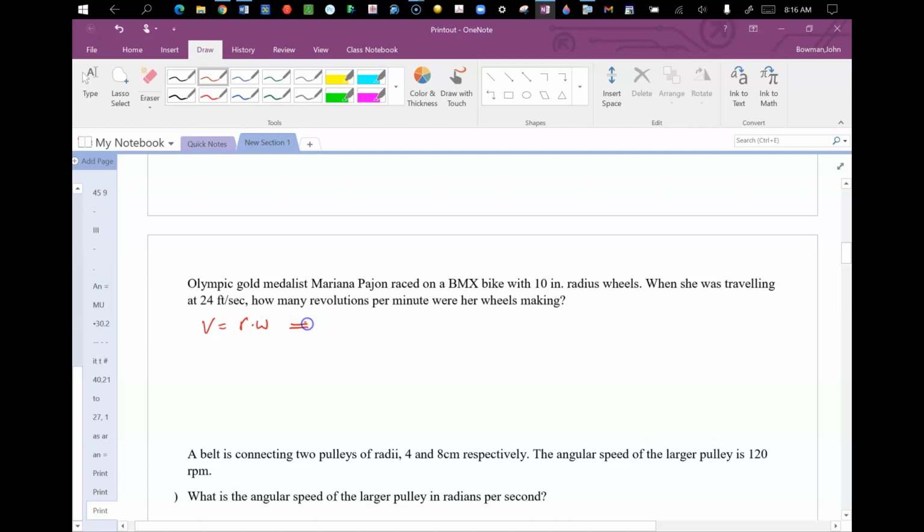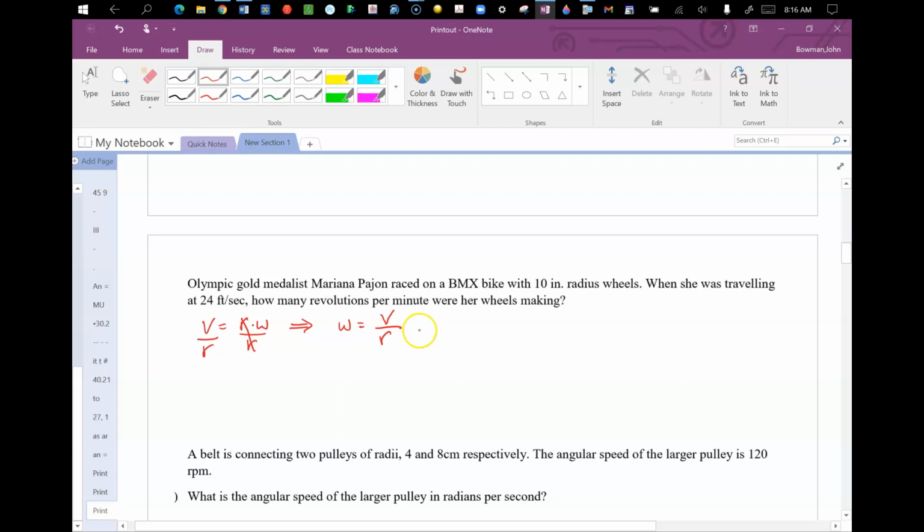But what we really want to know is W. So we divide both sides of that equation by R, and it cancels on the right hand side, and we get W, or angular velocity, is V divided by R. Now this might be a little bit more complicated, but remember, you just need the units to cancel out in the end to get the correct units, and we want rotations per minute, or RPMs.